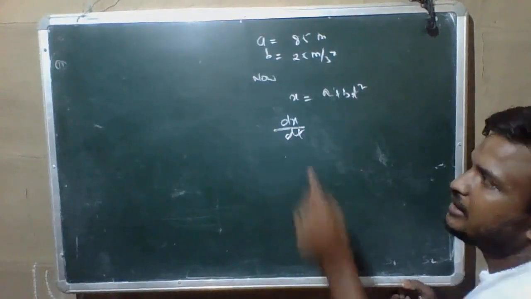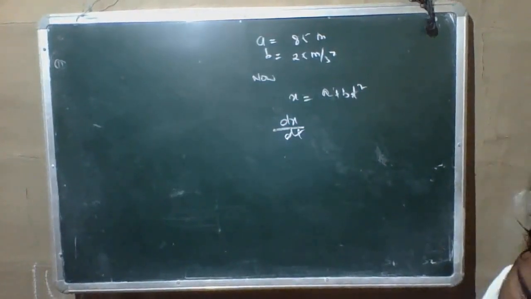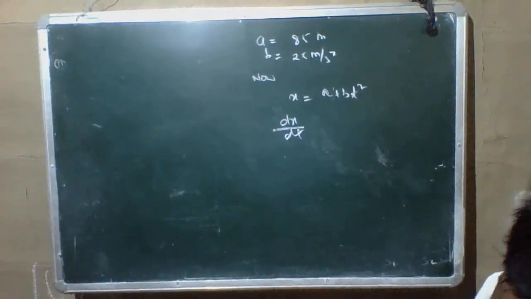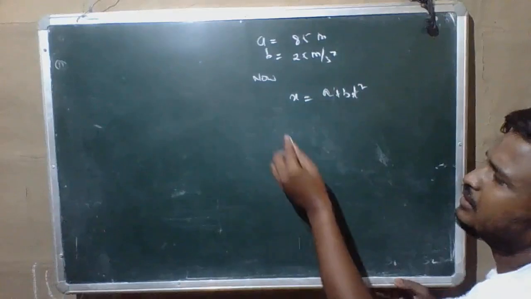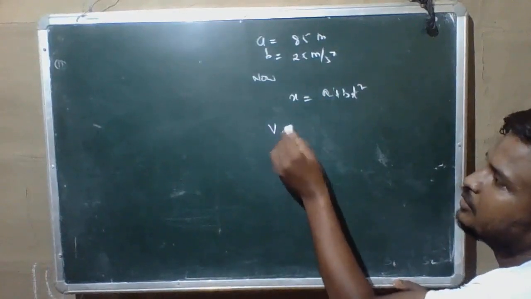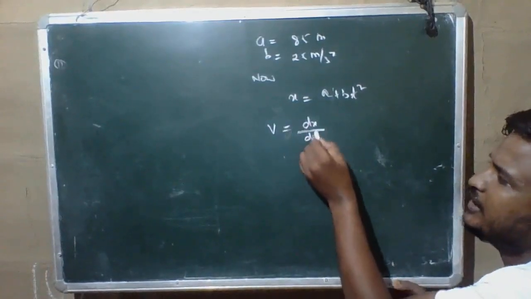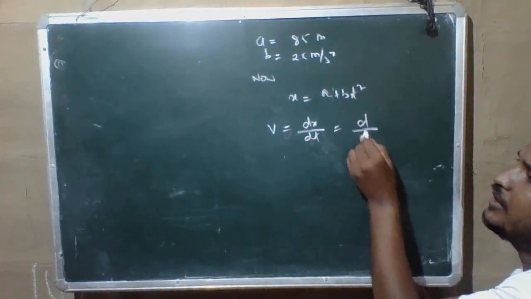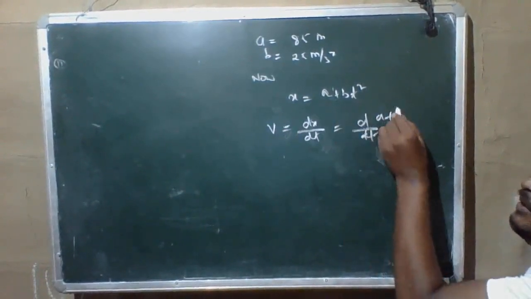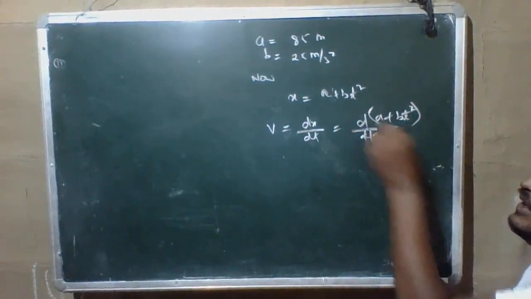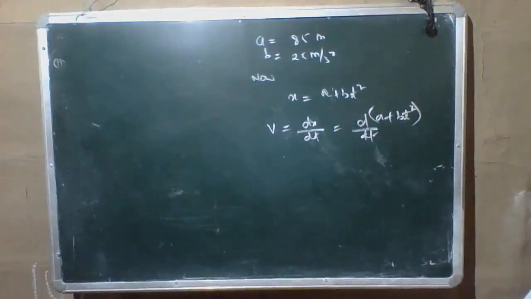Instantaneous speed can be calculated by differentiating. Instantaneous speed or instantaneous velocity, same thing, only here it will depend only on direction. So v will be equal to dx by dt, and what is the value of dx? X is nothing but a plus bt square. Differentiation is there, you just go through the differentiation a little bit, okay.